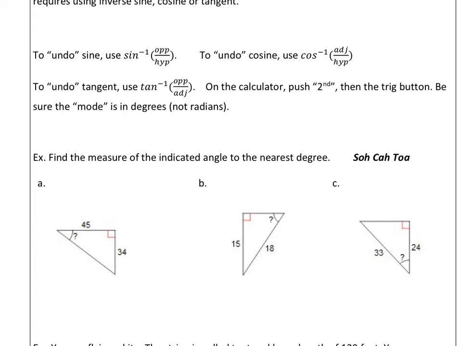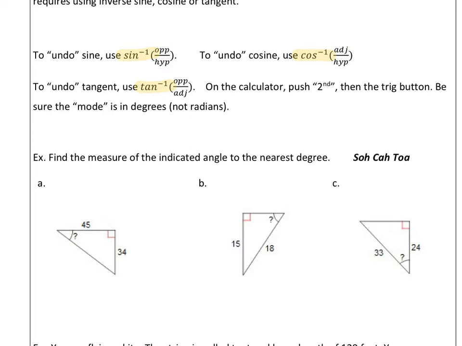Then you're going to use the same sine, cosine, and tangent buttons, but you push the second button first. Second first, get it? You push the second button and then sine to use the inverse sine. It looks like sine to the -1 power, or cosine to the -1, or tangent to the -1. We say inverse sine, inverse cosine, or inverse tangent. What it's doing is undoing the sine, cosine, or tangent so that we can get the angle.